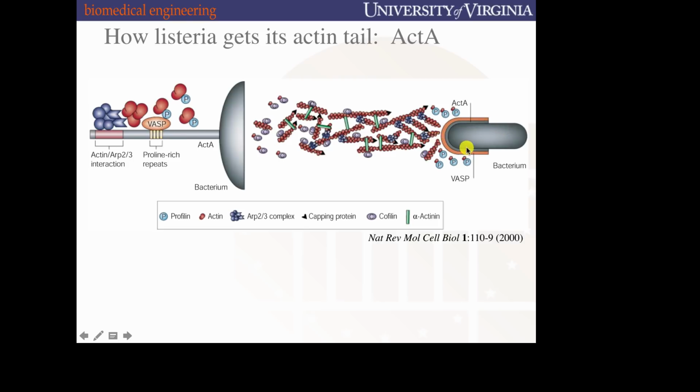The bacterium expresses ActA only on the posterior end, the back end of the bacterium. And so you get nucleation of actin filament growth here on the posterior. And through a similar mechanism, this Brownian wrench mechanism, the polymerization of actin propels the bacterium forward.